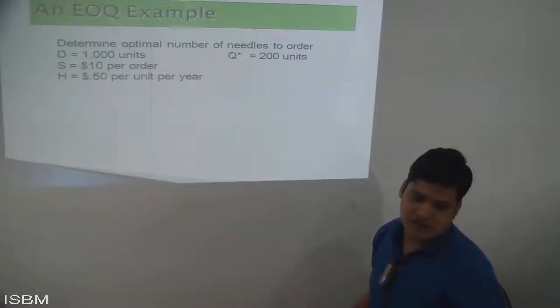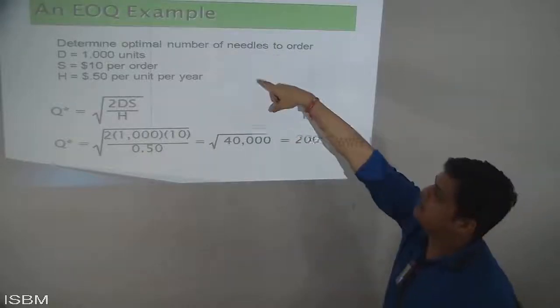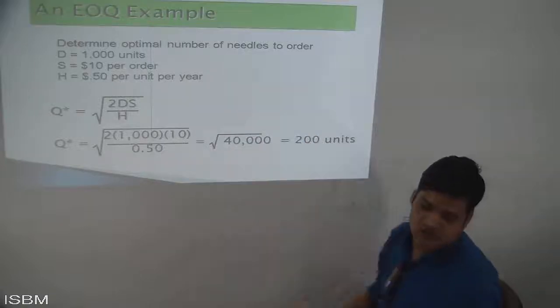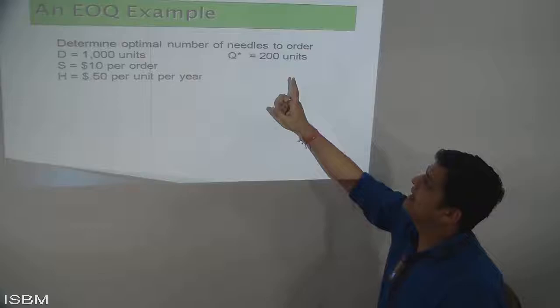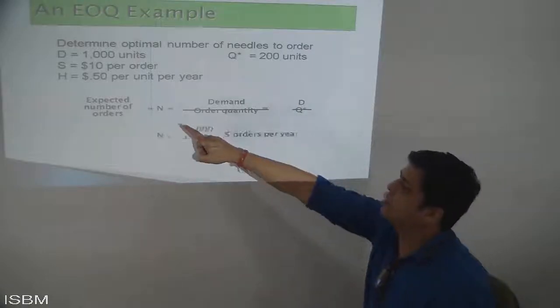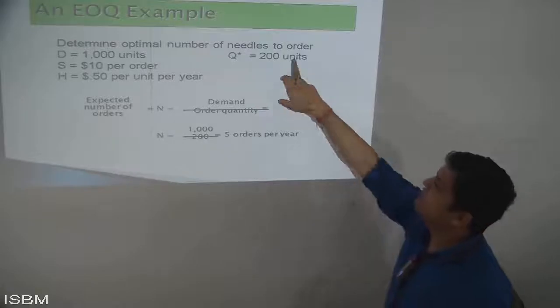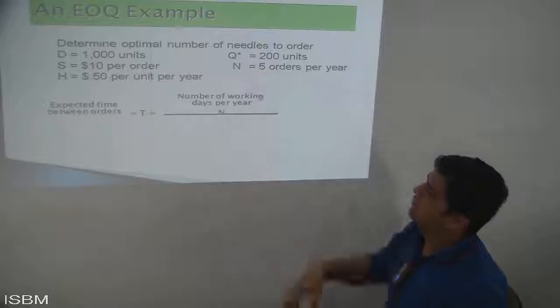So the question will be asked this way. First they will give you the data and ask you to determine the optimal number of units to order. You have to calculate the EOQ. When you calculate Q, then with the help of Q you can calculate the expected number of orders, which is nothing but D by Q. Do remember D by Q, with 200 here. Then you will get N, the number of orders.